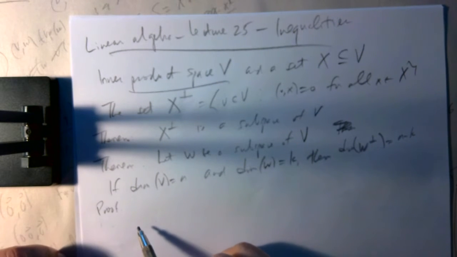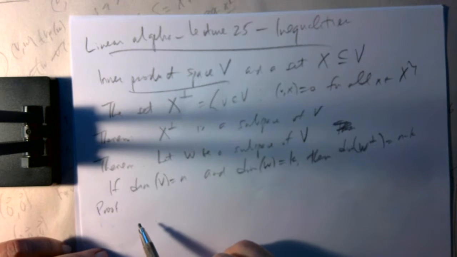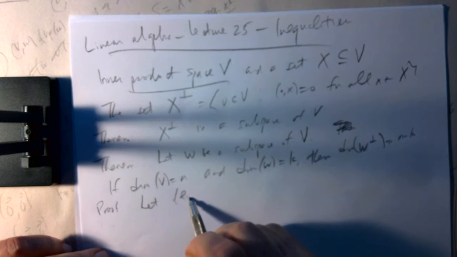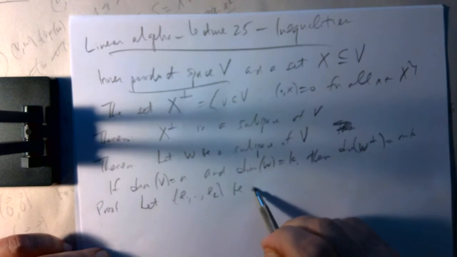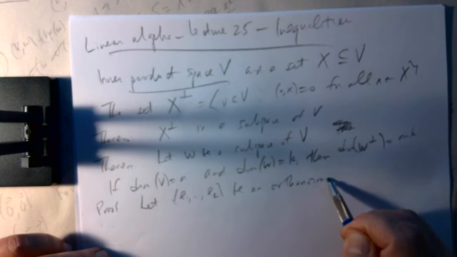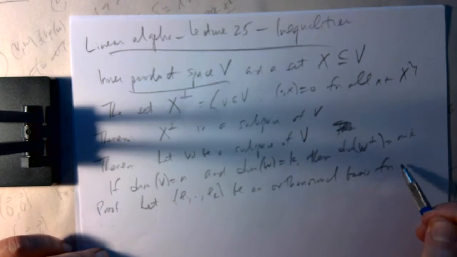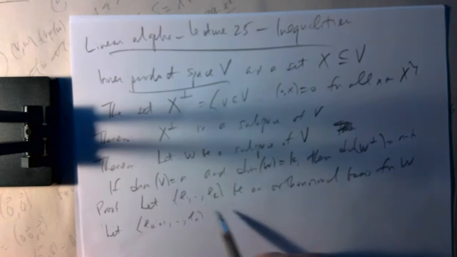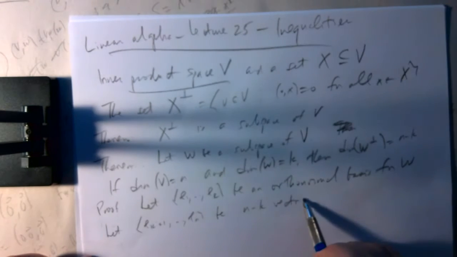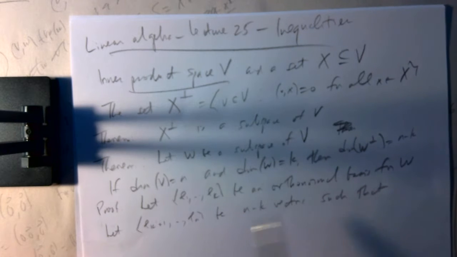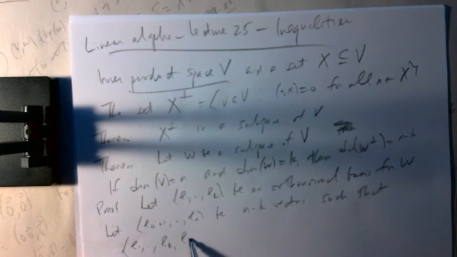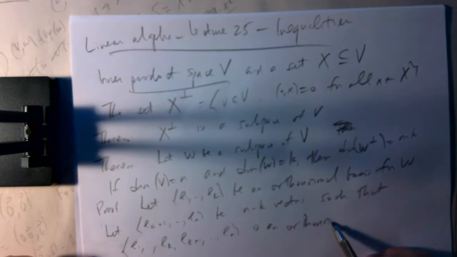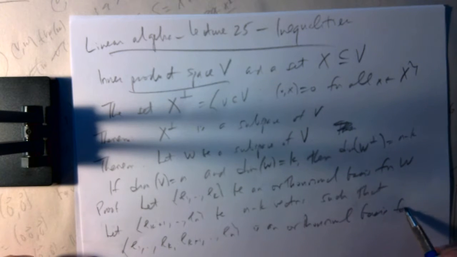We know from what we've just been doing that every subspace in an inner product space has an orthonormal basis. So let E1 up to EK be an orthonormal basis for W, and let EK plus 1 up to EN be n minus k vectors, such that E1 up to EK plus 1 up to EN is an orthonormal basis for the whole vector space, for V.